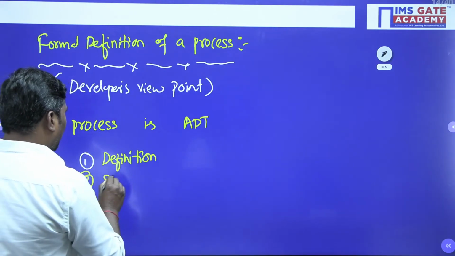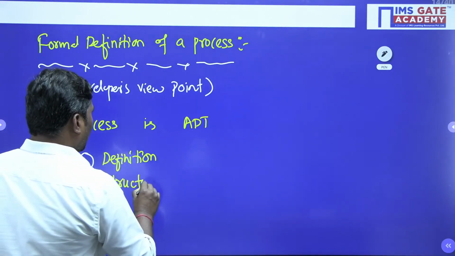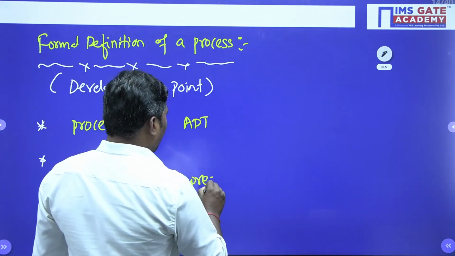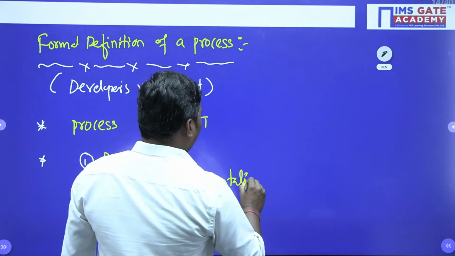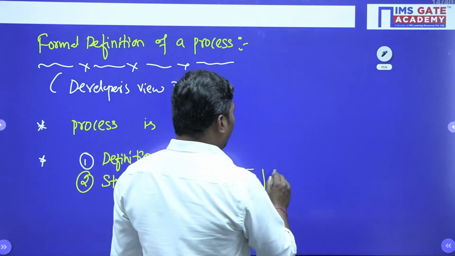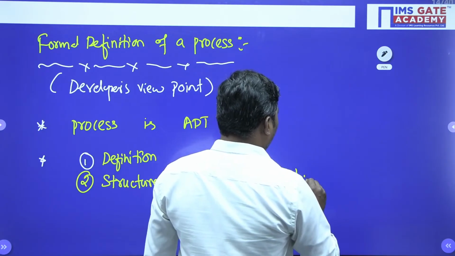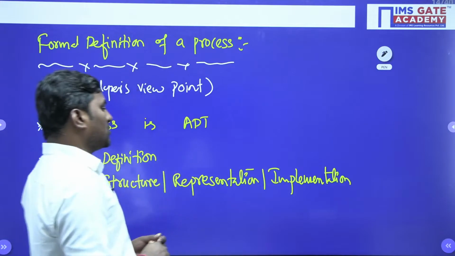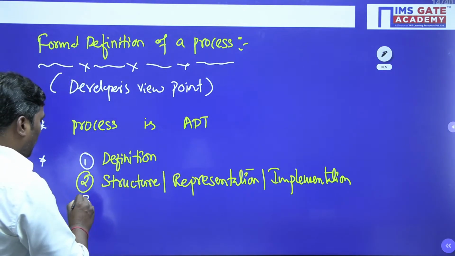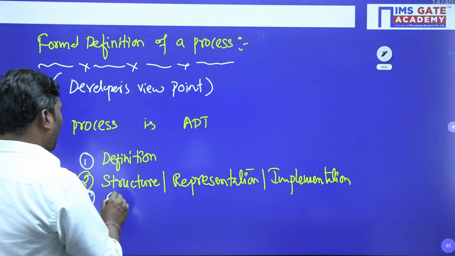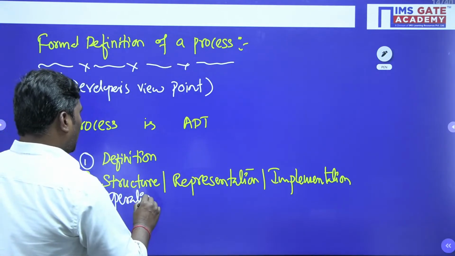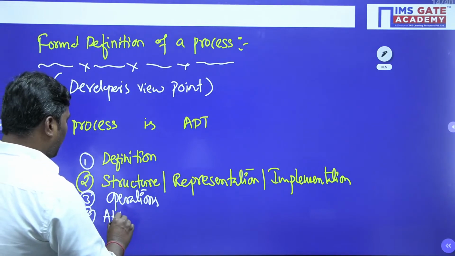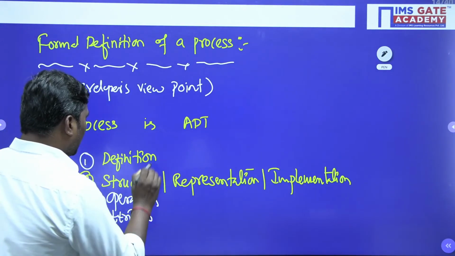It has a structure, or representation, or also we can call it the implementation part. Third, a set of operations will be there. Fourth, a set of attributes also will be there, right?